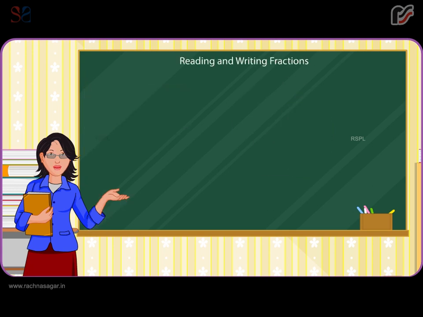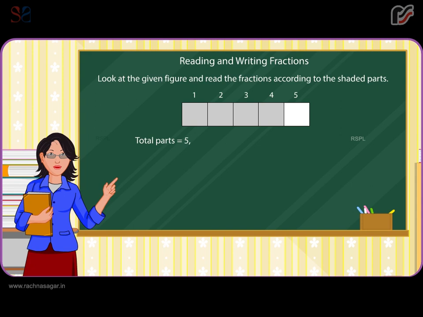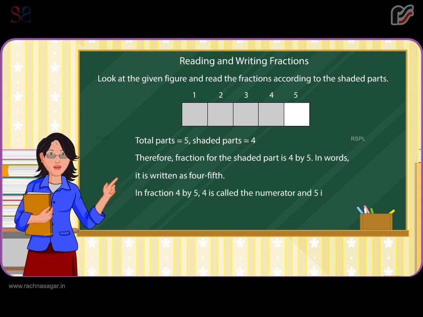Reading and writing fractions. Look at the given figure and read the fractions according to the shaded parts. Total parts is equal to 5, shaded parts is equal to 4. Therefore, the fraction for the shaded part is 4/5. In words, it is written as four-fifths. In fraction 4/5, 4 is called the numerator and 5 is called the denominator.